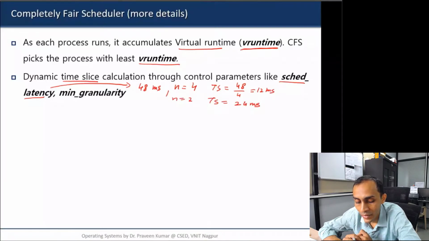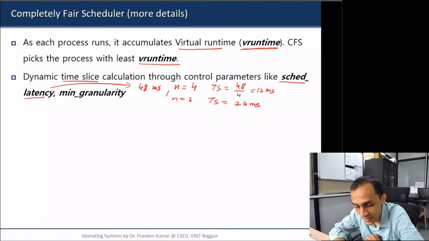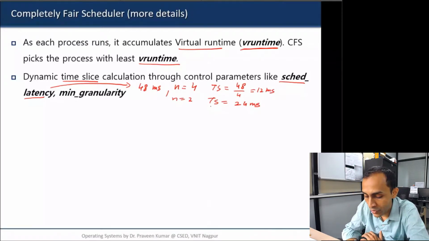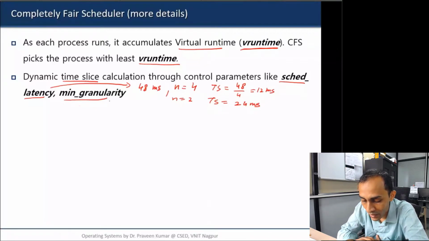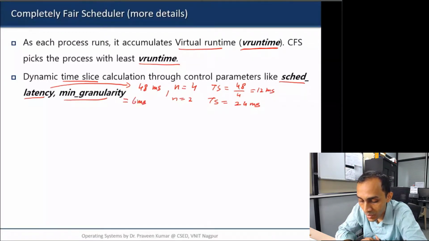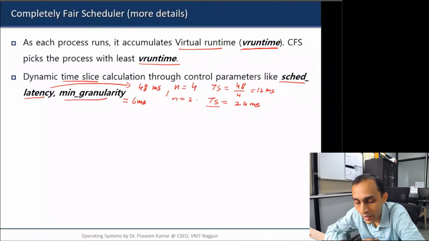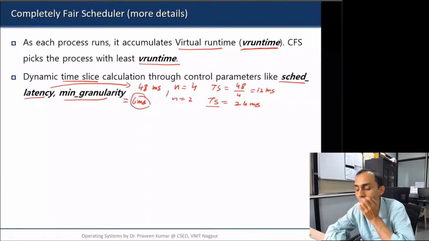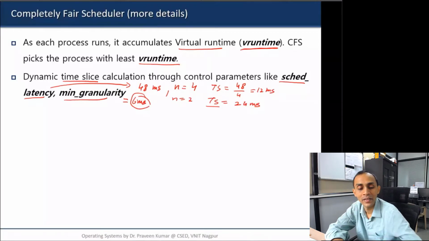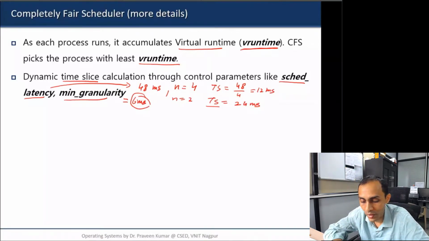To balance that, the time slice is adjusted dynamically, and there is a minimum granularity. If the number of processes increases too much, the time slice can decrease to a very low value, and that can also lead to an overhead. So there is a minimum granularity level, let us say 6 milliseconds. If the time slice would decrease below 6 milliseconds, it won't go for that. It will keep the time slice fixed at 6 milliseconds, so that it won't switch sooner than that. In that way it controls the switching.